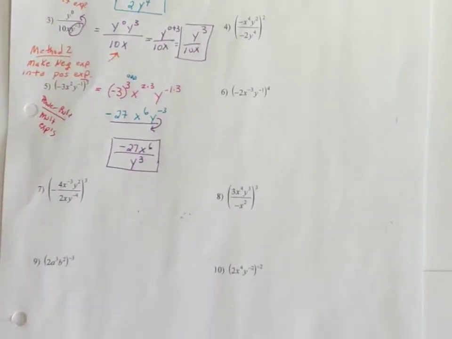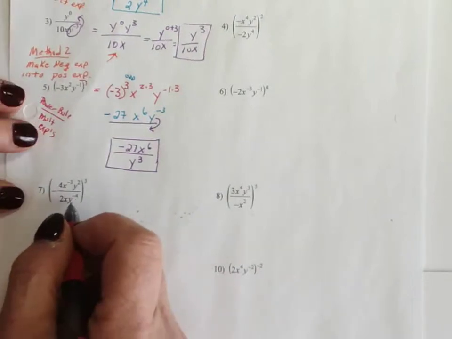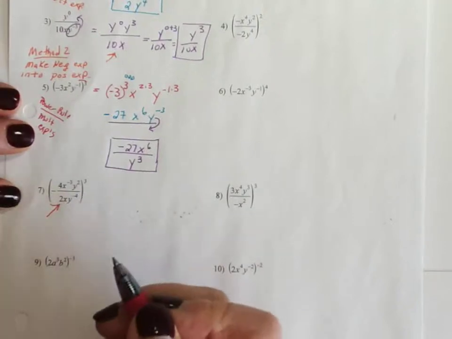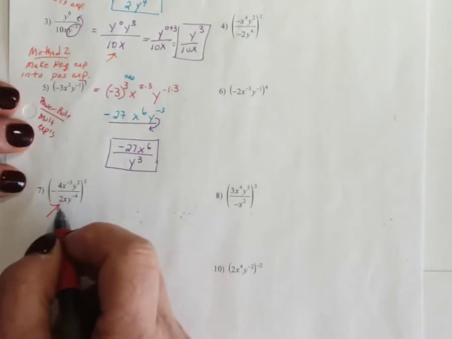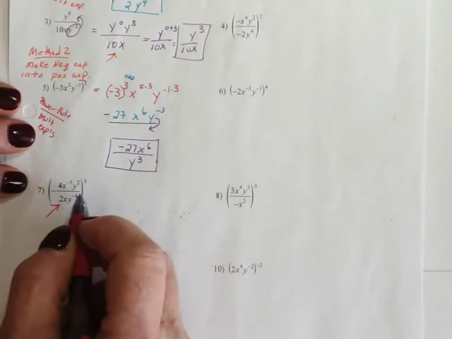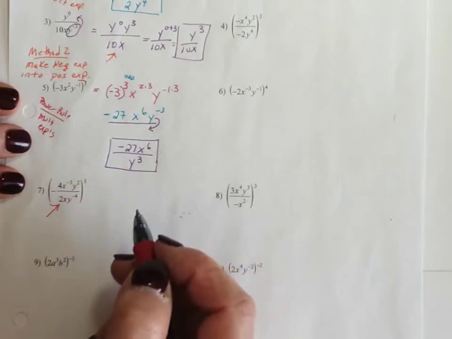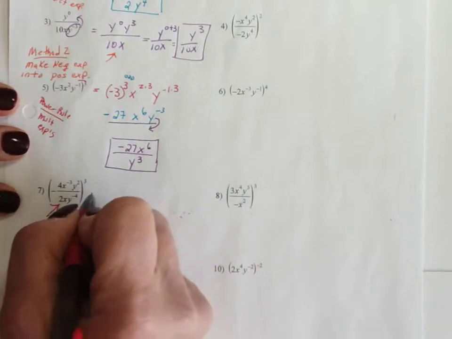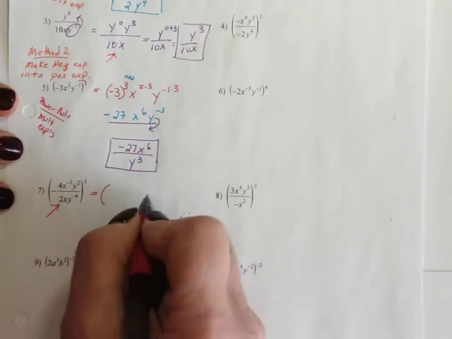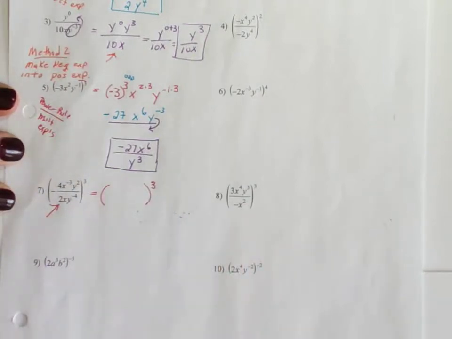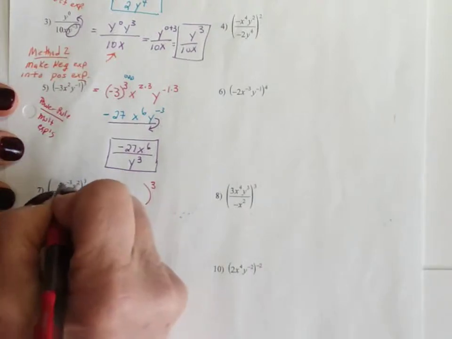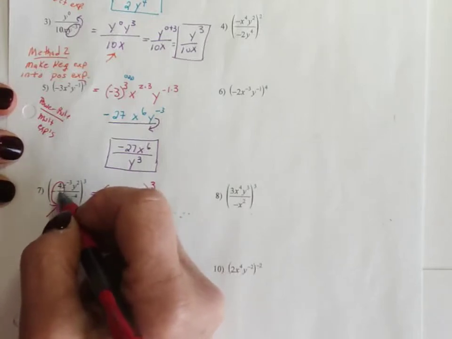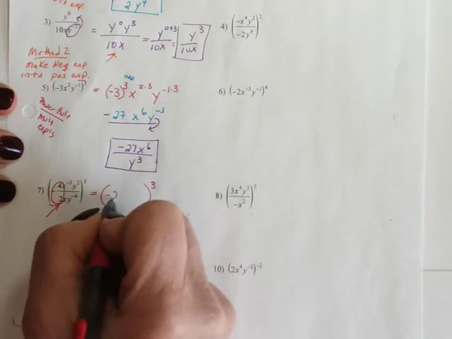So now we're doing this problem. And I find students, when you have power to power, they just prefer to distribute the 3 to everything. And that's fine. Or you can use order of operations to simplify this. So if I keep the 3 on the outside, the negative, okay, so that means if I simplify this, 4 divided by 2 is 2, so that's negative 2.